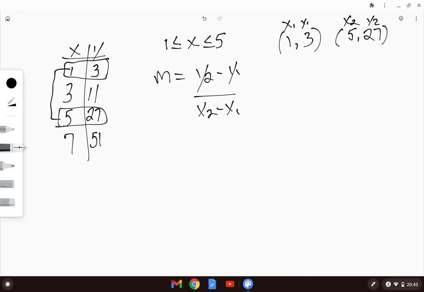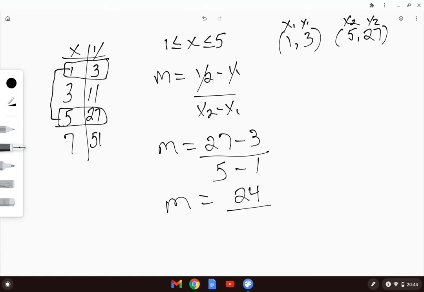Now I've got 2 points that I can plug into the slope formula to find my average rate of change. So y2 is 27 minus y1, which is 3, over x2, which is 5, minus x1, which is 1. So 27 minus 3 is 24, and 5 minus 1 is 4. So my average rate of change over the interval of 1 less than or equal to x and x less than or equal to 5 is going to be 6. All right, that's my average rate of change.